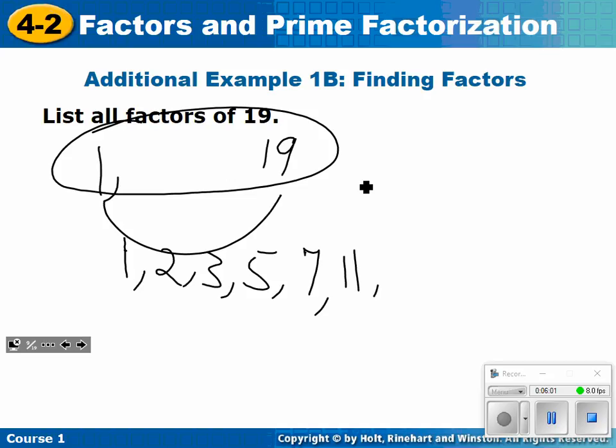So we know 11. 12, not prime. 13, prime. 14, not prime. 15, not prime, because 3 times 5. What about 16, not prime? 17? And we also said 19, for sure. 20, not prime. 21?